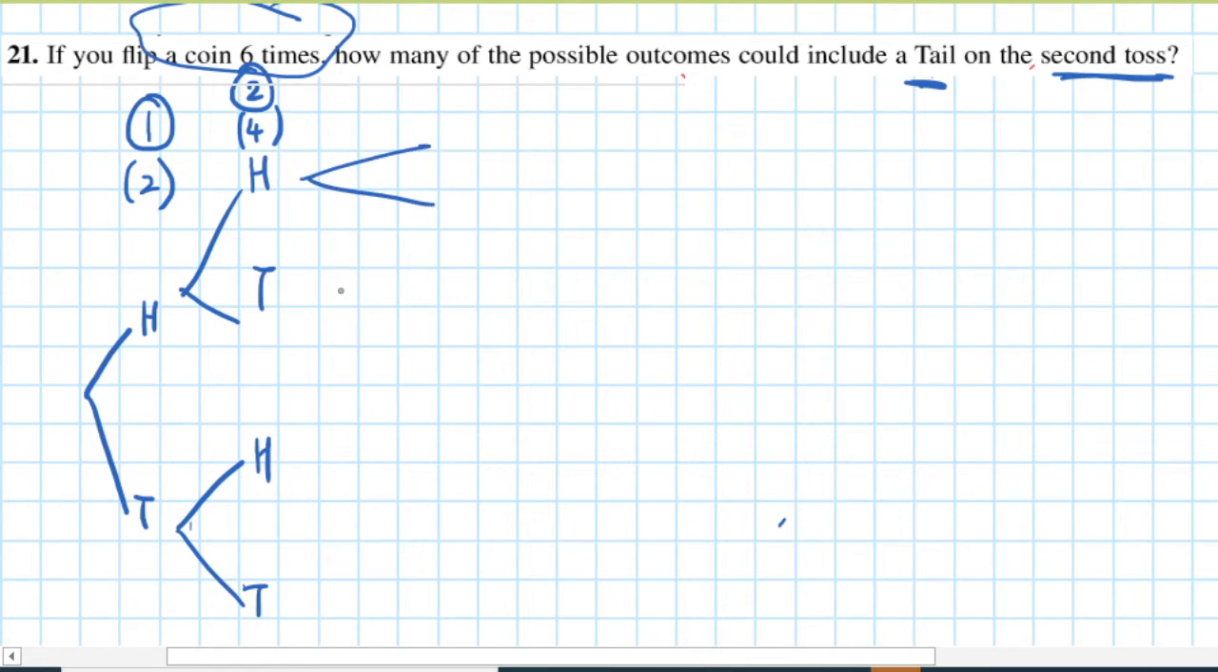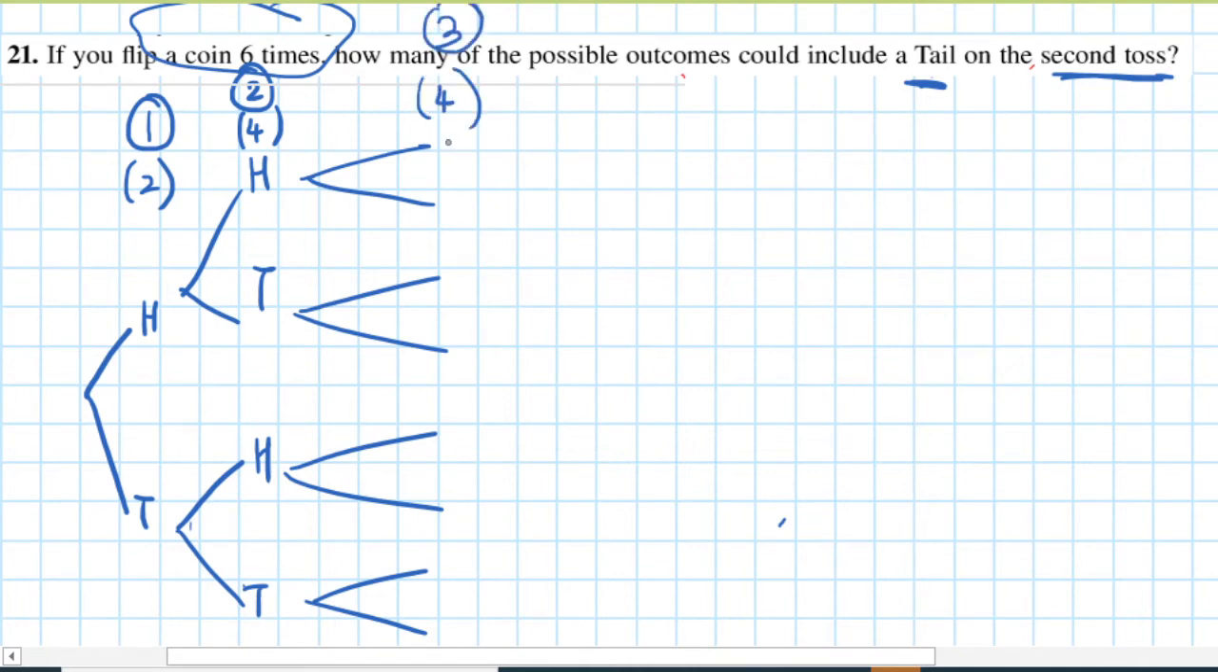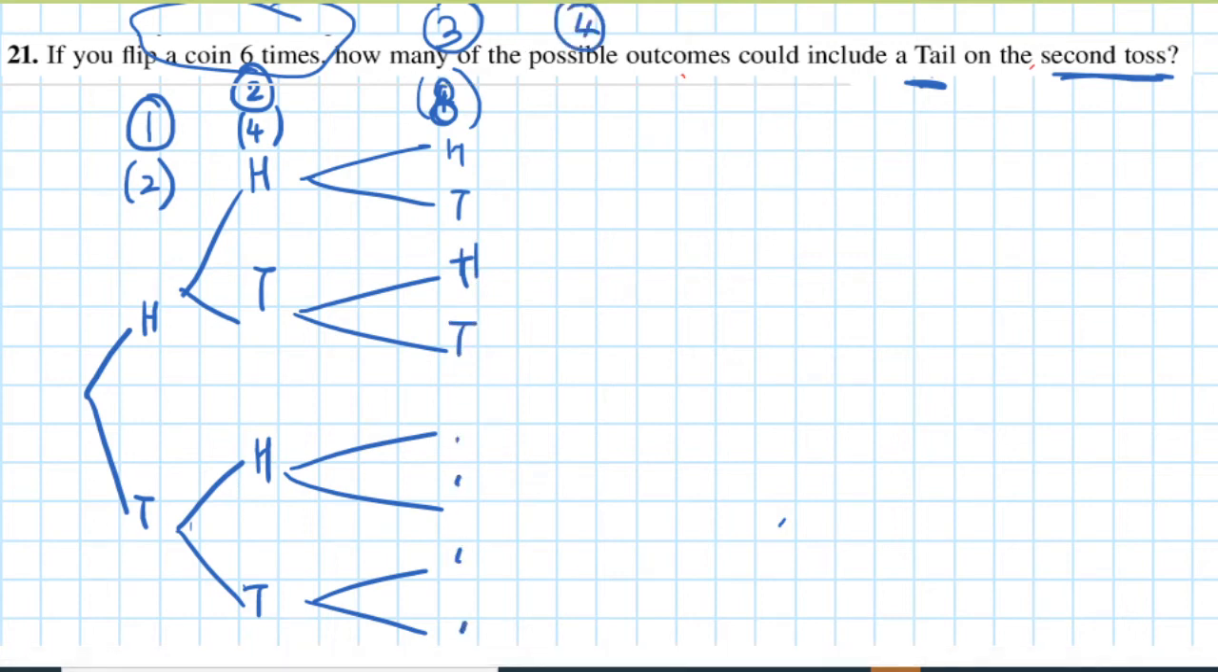In the next one, the third one, we realize that we are going to have a messy tree diagram, and we realize that we have 8 outcomes. I'm not going to fill it in, but we can continue with the pattern and notice that we're multiplying by 2 every single time.